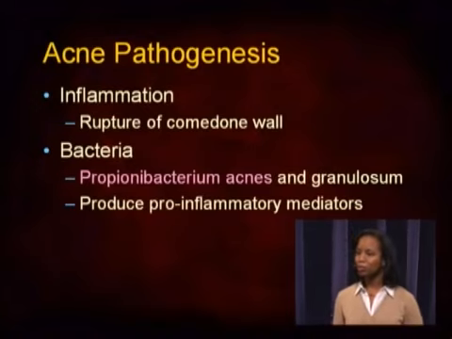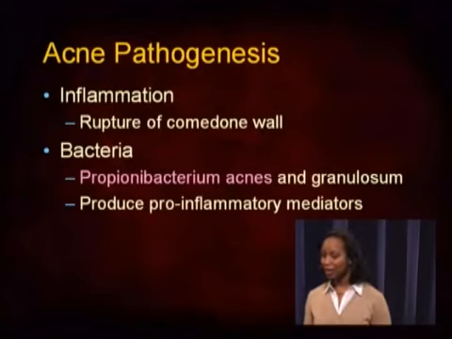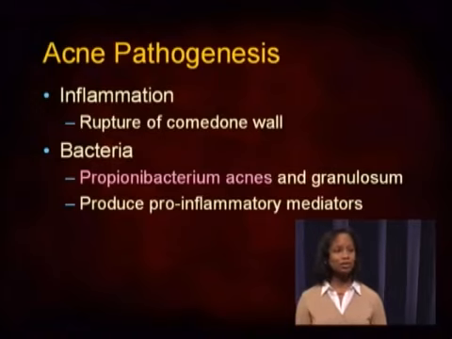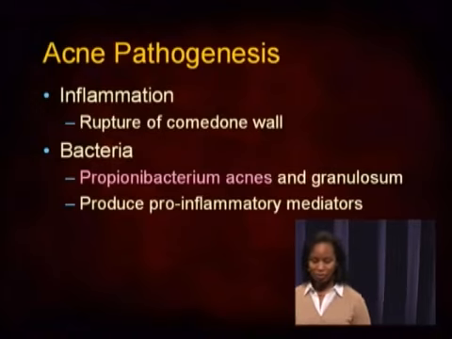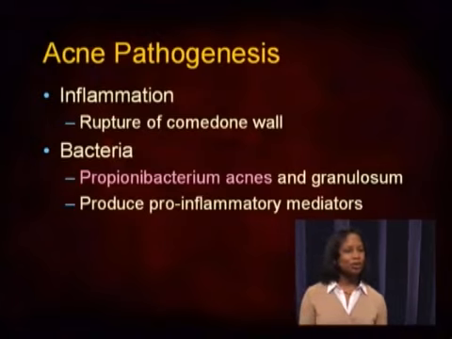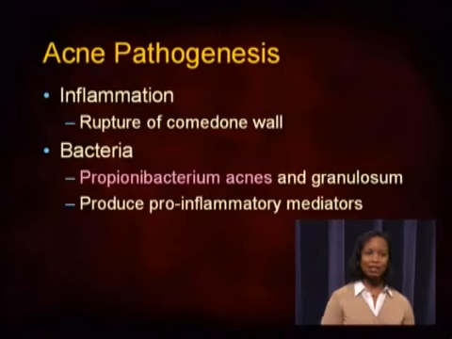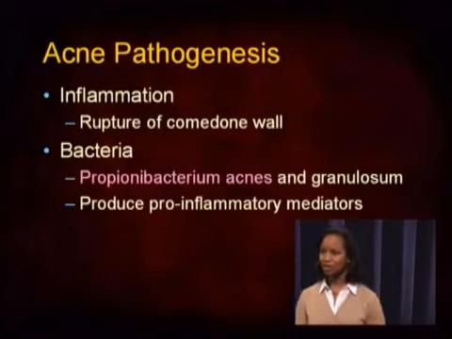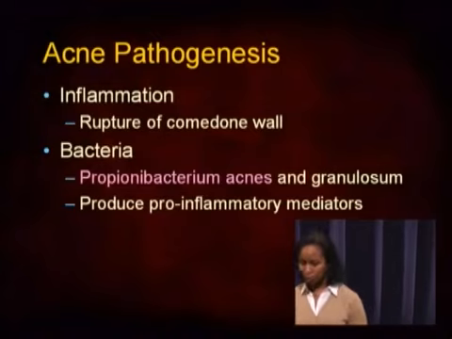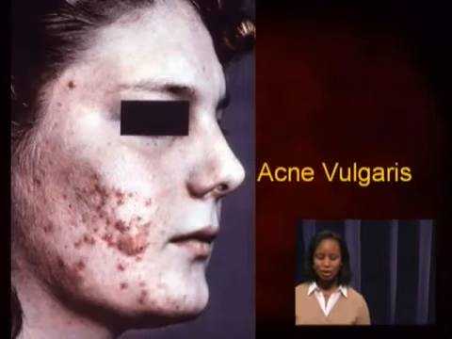In particular, Propionibacterium acnes, or P. acnes, and also P. granulosum are big players when it comes to acne. And they themselves secrete pro-inflammatory mediators, so they recruit their own set of cytokines to create more inflammation. So you can see how it can be a circular process that just goes on and on.